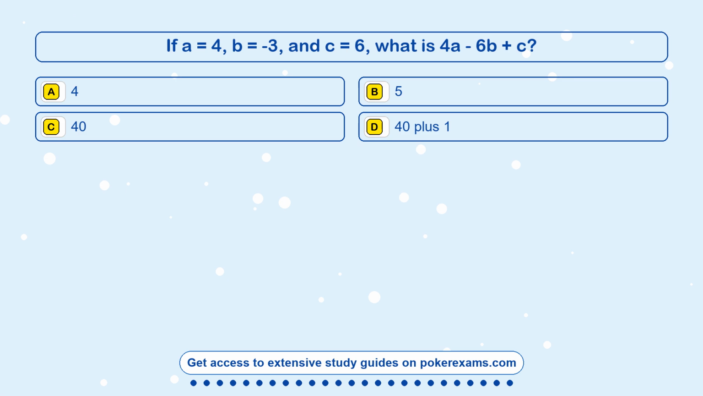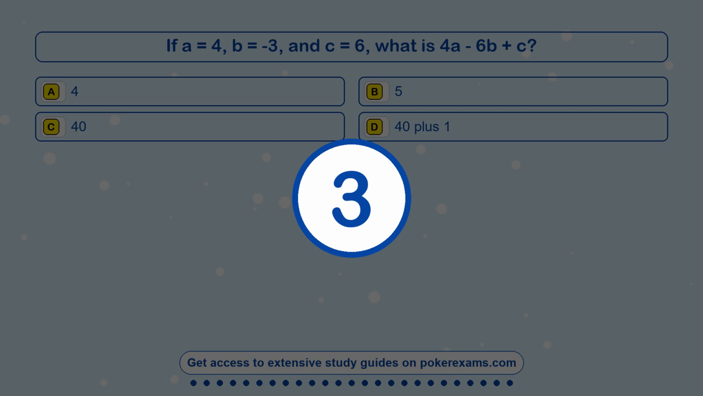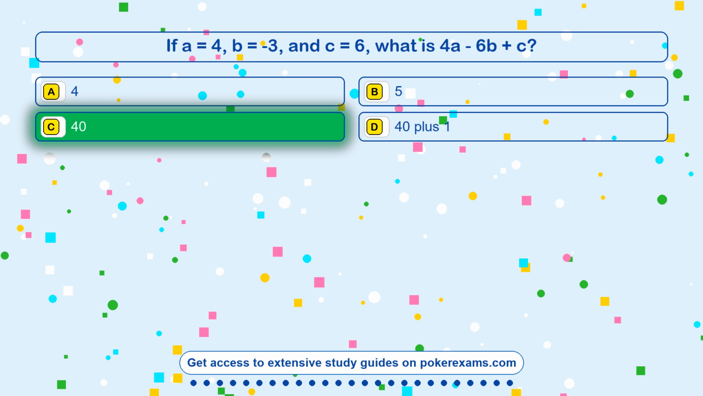Question 8. If A equals 4, B equals minus 3, and C equals 6, what is 4A minus 6B plus C? Option A 4. Option B 5. Option C 40. Option D 40 plus 1. The correct answer is option C, 40.